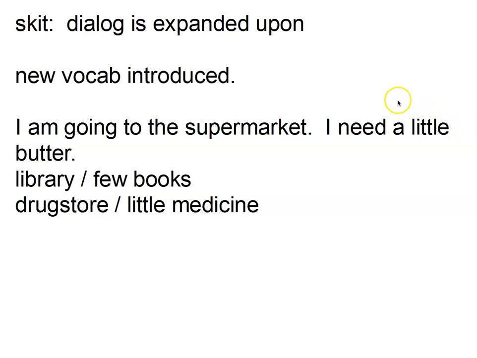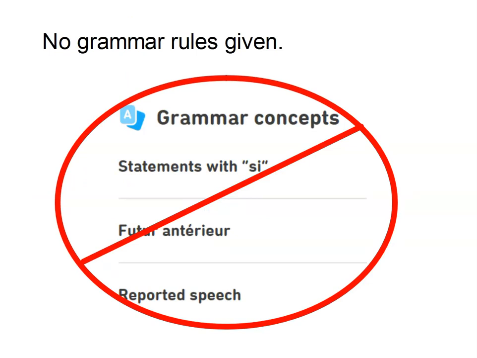All right, and then the skit gets expanded upon because you already know the skit and you've got it really well memorized. Now we can introduce new vocabulary, like "I'm going to the supermarket" was the original skit, and now you're saying "I'm going to the supermarket, I need a little butter." Or we can change it around. "I'm going to the library, I need a few books." "I'm going to the drugstore, I need a little medicine." Whatever, we can change it around, we can substitute stuff in. You're getting really good at it by this point.